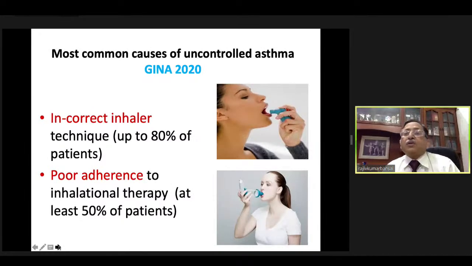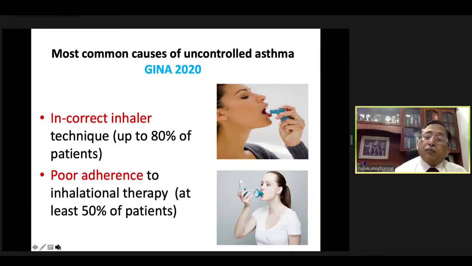So GINA has clearly said that the most common cause of uncontrolled asthma in the present era is an incorrect inhaler technique. You have to believe that 80% of the time, if your patient is poorly controlled, it's because of incorrect inhalational technique. So you have to spend time, not only in your diagnosis, history and investigation, but at each visit, you have to see to it that the patient is using the correct inhaler technique. What I do in my practice is ask the patient to bring their inhalers back to me with their spacers and see how well they do what I've already taught. At the same time, we have to assess the adherence to inhalational therapy.